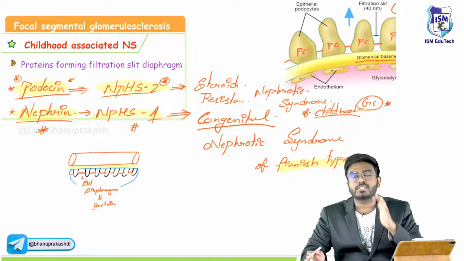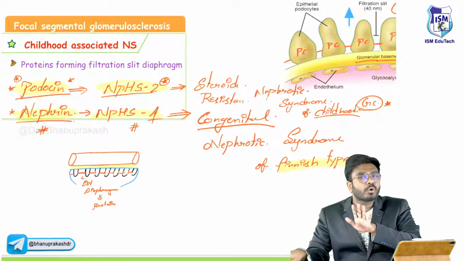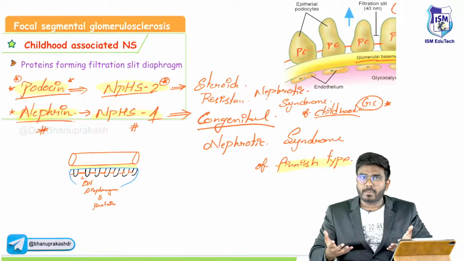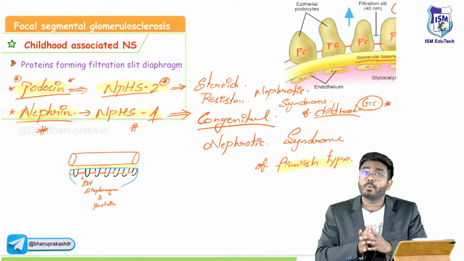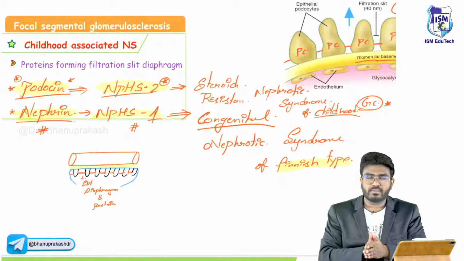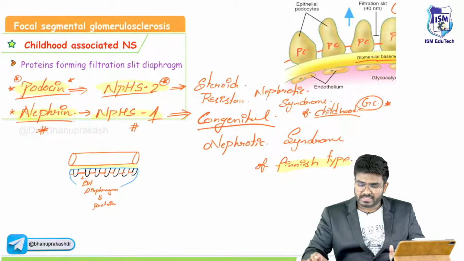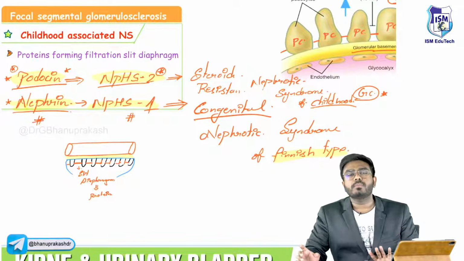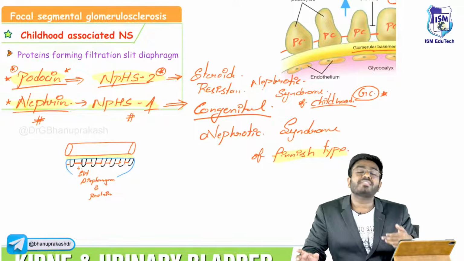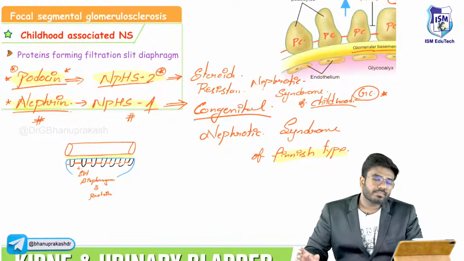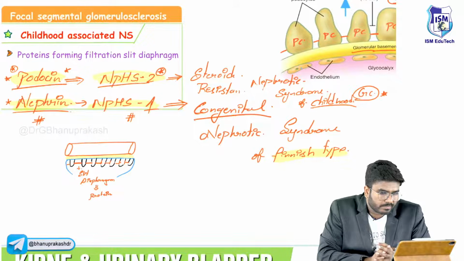Congenital nephrotic syndrome of Finnish type and steroid resistant nephrotic syndrome of childhood onset, both are there from birth itself. But the genes mutated are different: NPHS1 gene mutation, NPHS2 gene mutation. The proteins that are defective are different. One is the nephrin defect, another is the podocin defect. Both are a type of FSGS. That's the point which I want you to know.